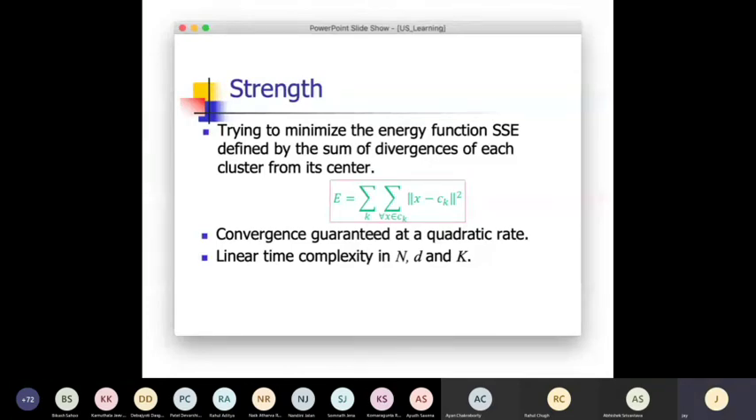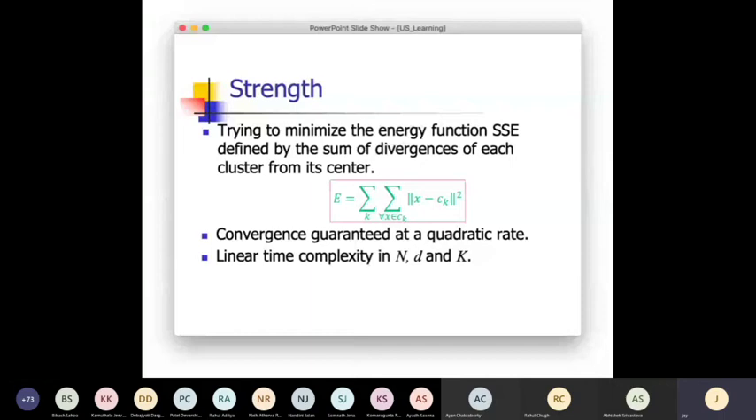It's a linear time complexity. I think there is some issue here. Every iteration would be linear, but there would be a number of iterations, right? So this statement has to be taken in that context. It is not really linear in that sense. Okay.